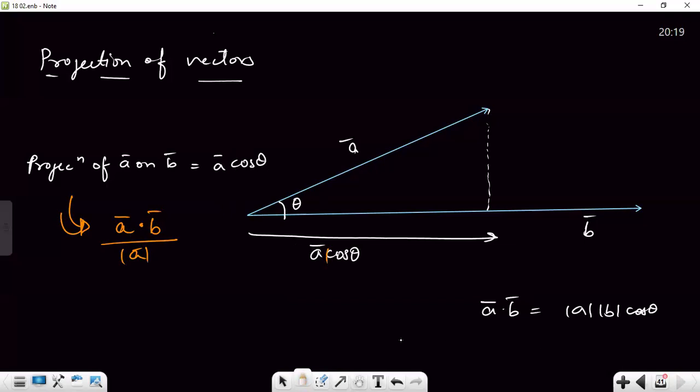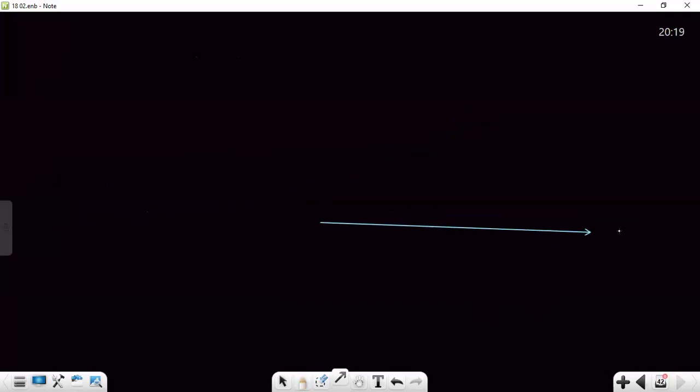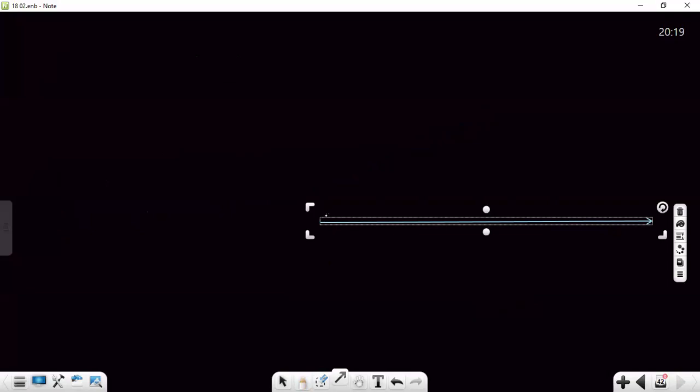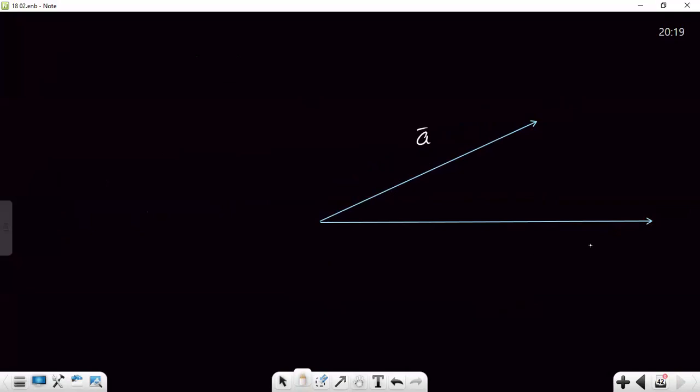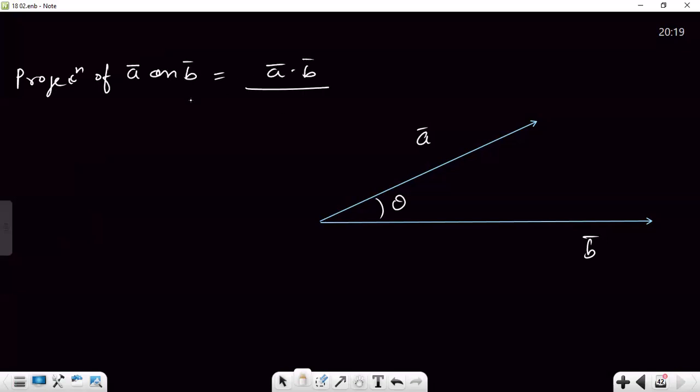So let me revise on a new page. I'm just writing the formula now, not the concept. If there are two vectors, A vector and B vector, with angle theta, and we are finding the projection of vector A on B, then we take the dot product and divide by the magnitude of the vector on which we are projecting. So that is B's magnitude.